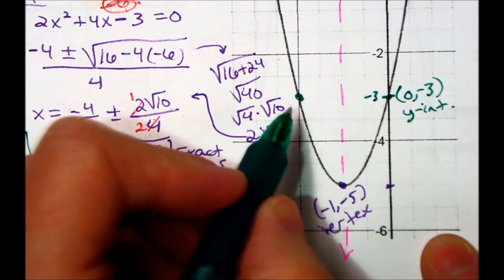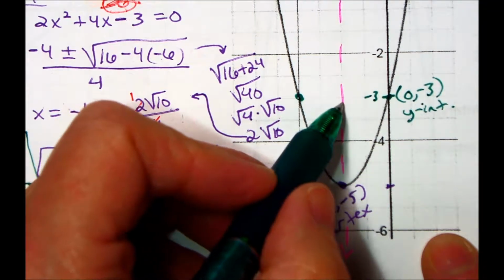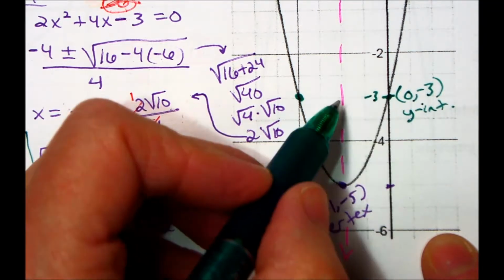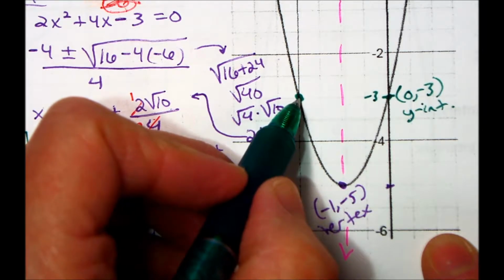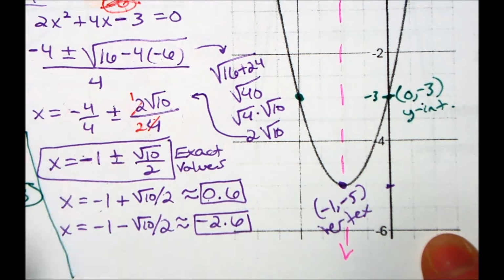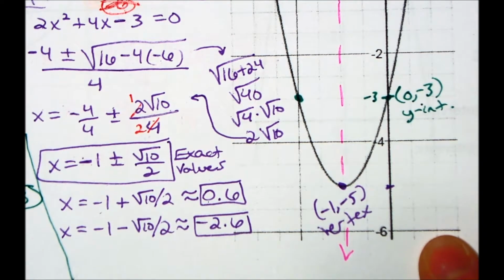So don't forget when you're graphing parabolas that if you've got this point, you can also graph its symmetrical point on the other side of the axis of symmetry. Okay, so that's another good point to use to graph.